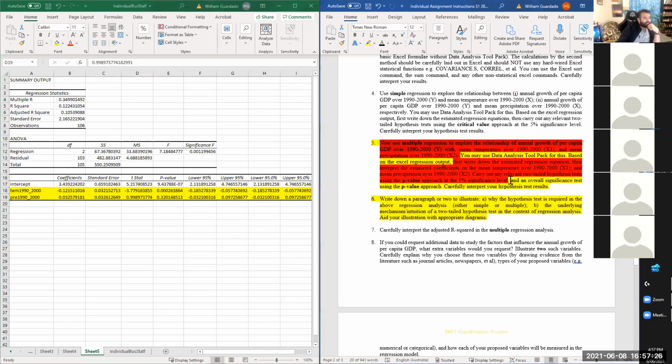And then over here it says the overall significance test. It's that number right there. Yeah. So that is less than alpha, which is 0.05, and you can say the same thing. You could say at least one of the variables is not equal to 0. Okay. Therefore, we can use the variables temperature and precipitation to predict annual growth per GDP between 1990 and 2000.